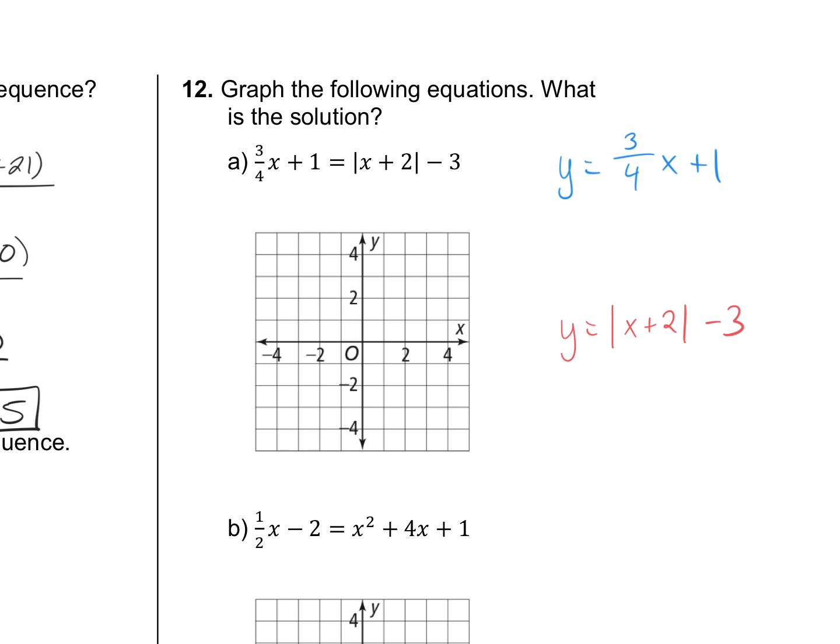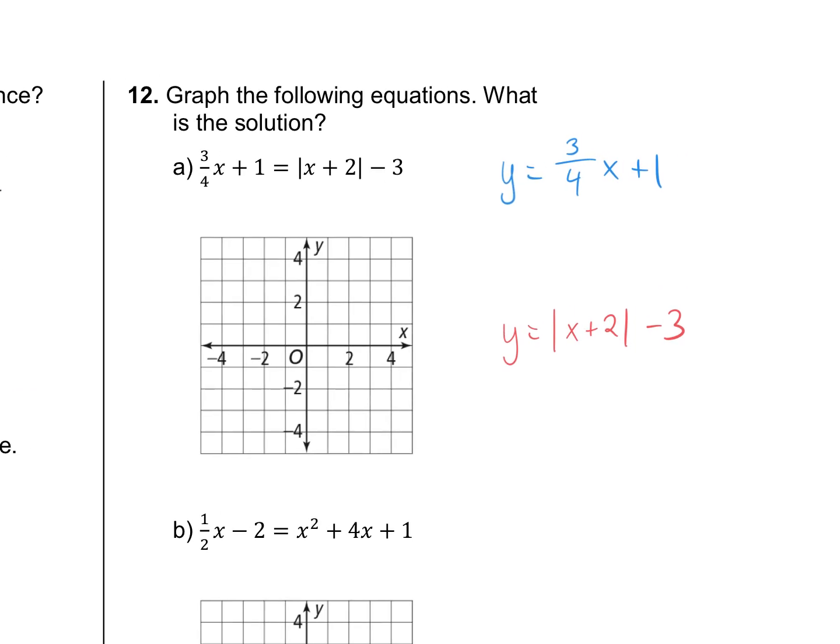How would I graph this first one? Actually, I'm going to back up. What is the first graph going to look like? It's going to look like a line. Yep. So where do I start that one? Positive 1. On what axis? Y-axis. So we're going to start here. How do I get all of my other points? Up 3 over 4. Yep, use the slope. How many do I need to do? Twice.